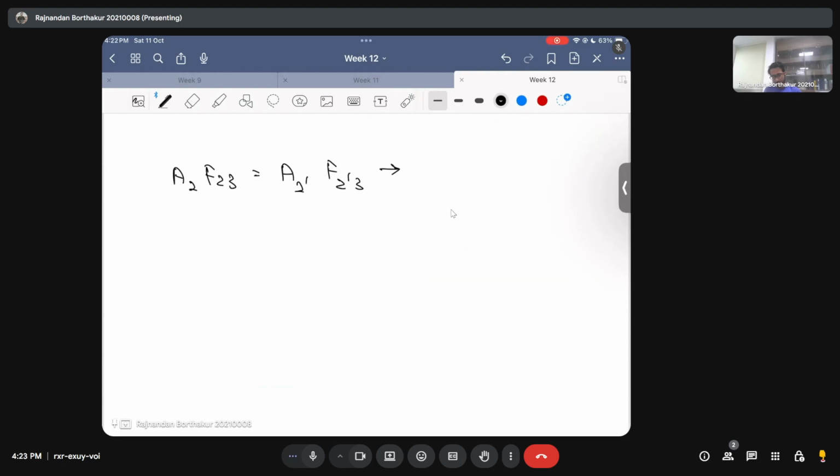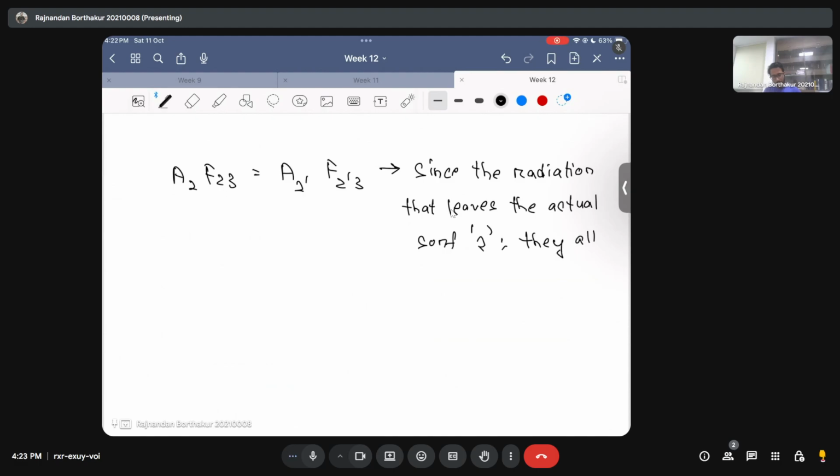So this is true since the radiation that leaves the actual surface, which is 2, they all pass through the fixed shear surface, which is 2 prime.